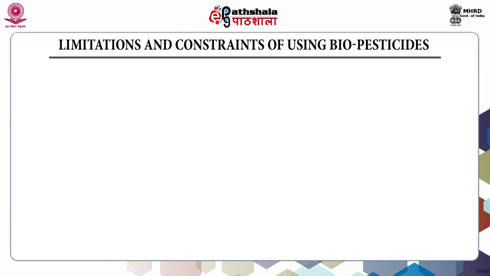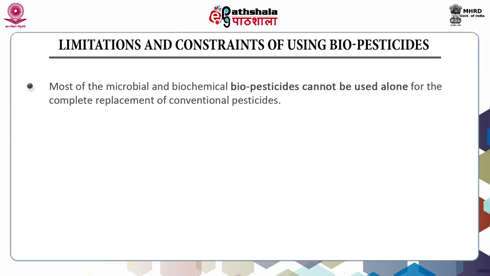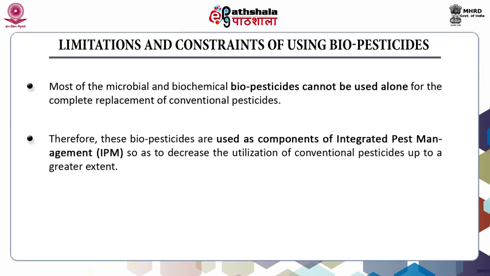Coming to the limitations and constraints of biopesticides. Most of the microbial and biochemical biopesticides cannot be used alone for the complete replacement of conventional pesticides. Therefore, these biopesticides are used as a component of integrated pest management so as to decrease the utilization of conventional pesticides to a greater extent.